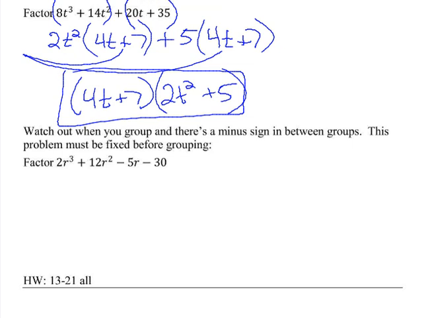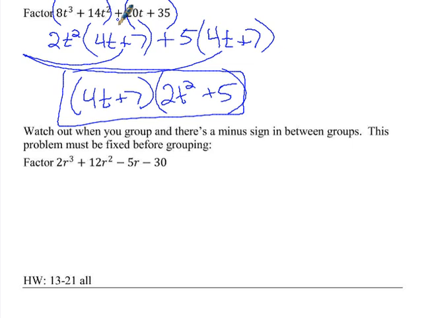So we've seen two problems now. Maybe it's clicking, maybe it's not. Hopefully it's making a little bit more sense. Watch out when you group and there's a minus sign in between the groups. Like up here we had two groups and we had a plus sign in between. When there's a minus sign in between, you need to be very careful that you don't, what I call, hack the minus sign off of that third term.